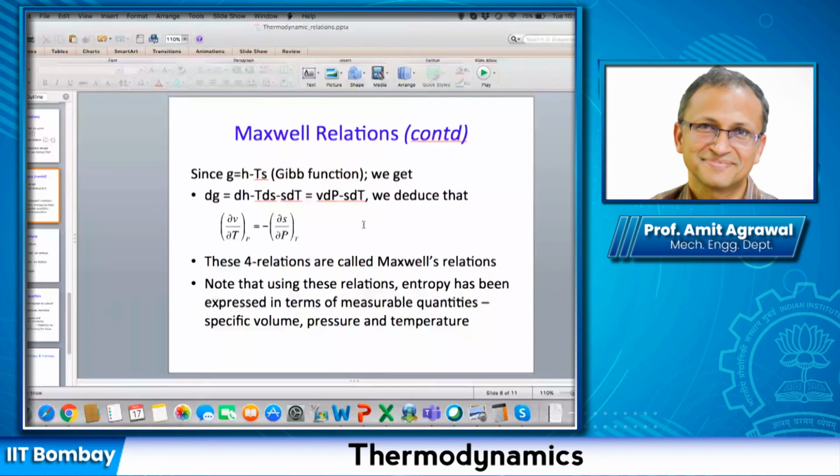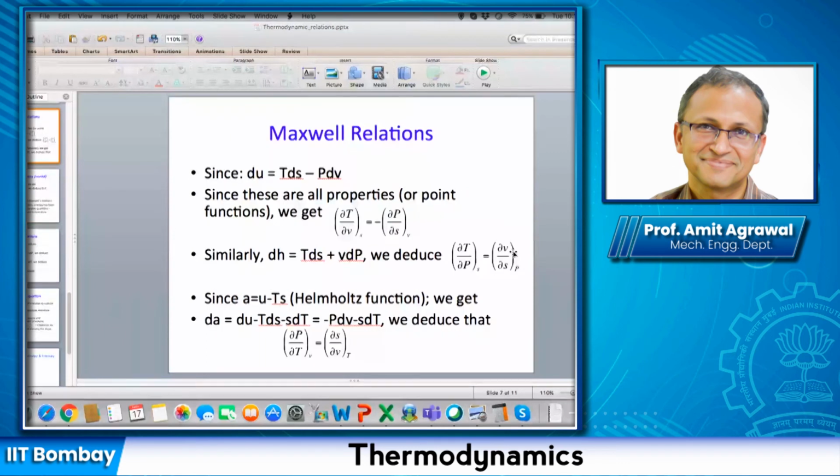So what is the importance of this relationship now? Can somebody guess now? We have two unknowns which we can measure, that is T and P, and we can somehow get S and V in terms of those. Yeah, so that's very close. Anybody else wants to say anything here?